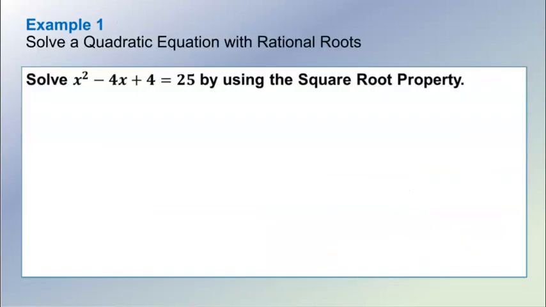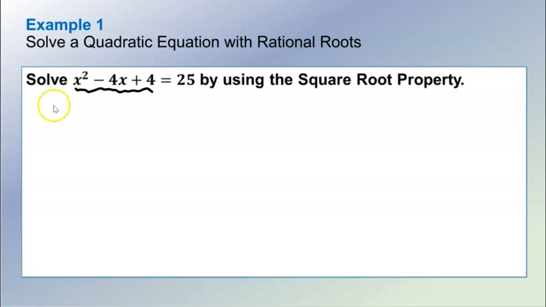So, first example says solve x squared minus 4x plus 4 equaling 25 using the square root property. Now the first thing we want to do is see if on our left side, this x squared minus 4x plus 4, is a perfect square trinomial. So here, if I have x squared minus 4x plus 4, I have to think, what do you multiply to get 4, but add them together gives me negative 4?